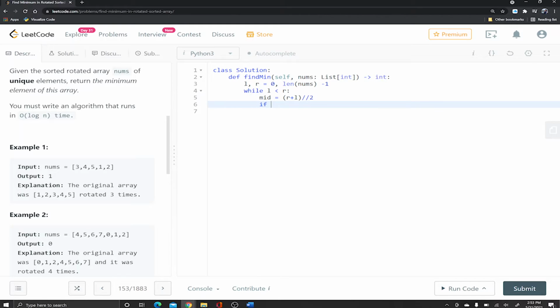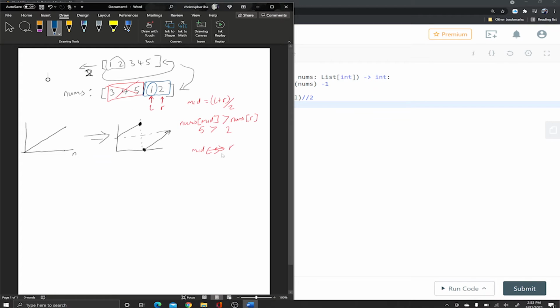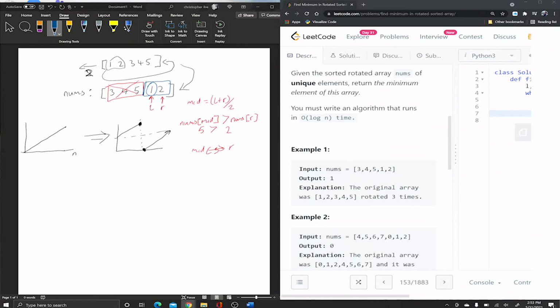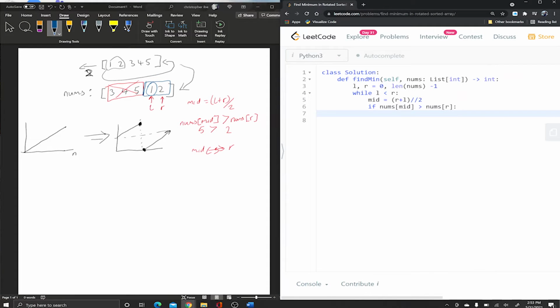Then the same question we were asking right here: if nums of mid is greater than nums of R, what did we do? What we did was we just left shifted, right? I'm just gonna put both of them on the same point. We just said L equals mid plus 1.